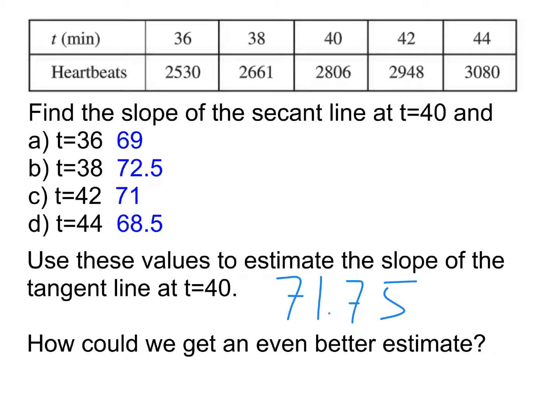Yeah, to get a better estimate, it seems like we would really need more data. We would need to know, for instance, at t is 39 and at 41. Or even better, how about like 39.9 and 40.1, that sort of thing. But we don't have that data. If we did, then we could actually use it to get a better and better estimate of what's happening exactly at 40. But without it, we just get as close as we can with the data that we do have.